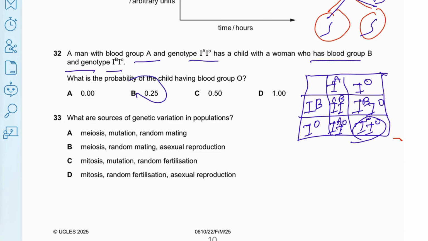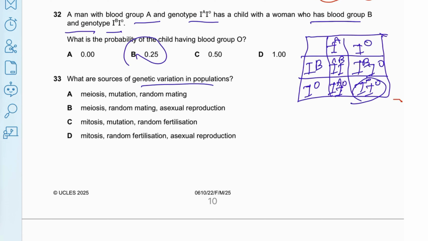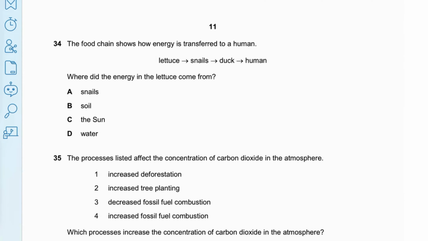B. What are the sources of genetic variation in a population? Is it meiosis? Number A. Mutation, random mating? Yes. Is it meiosis, random mating, asexual reproduction? No. Mitosis? No.